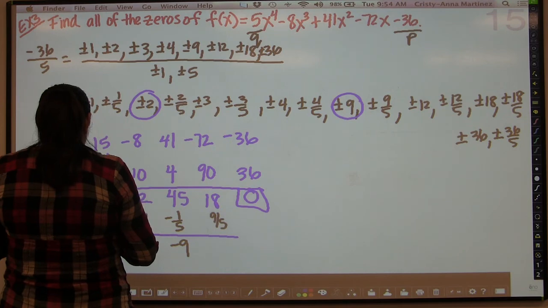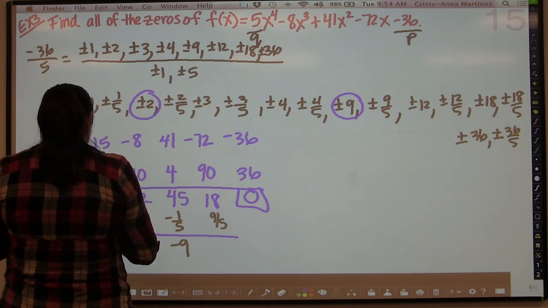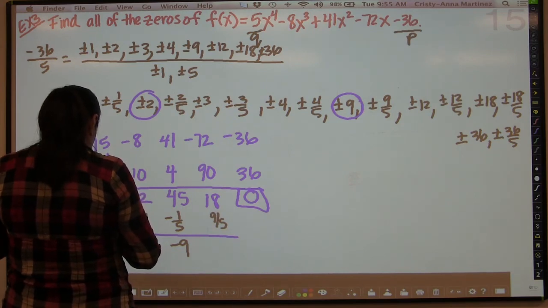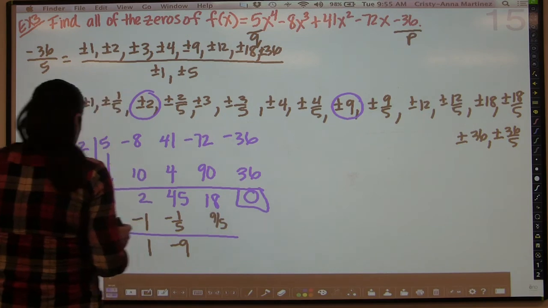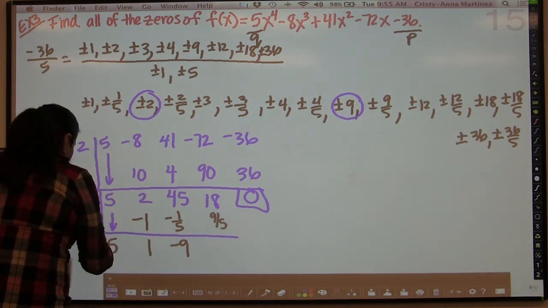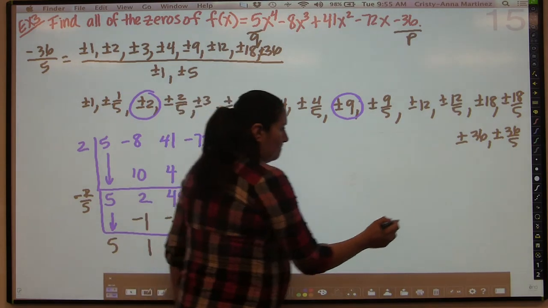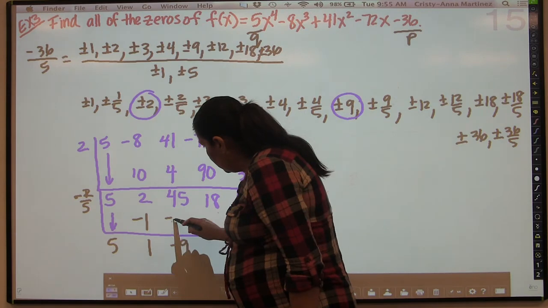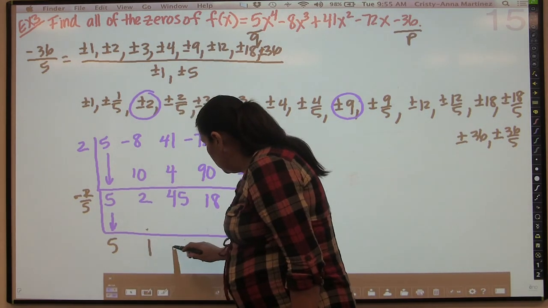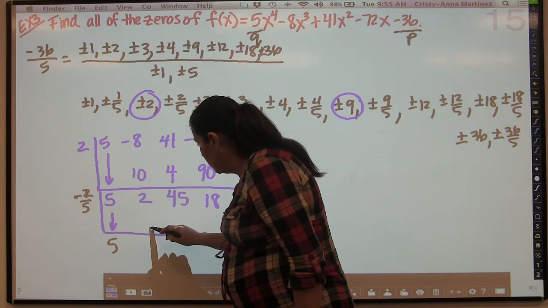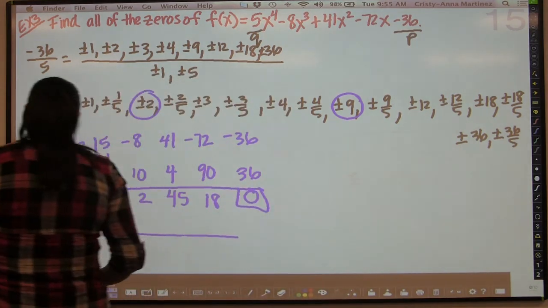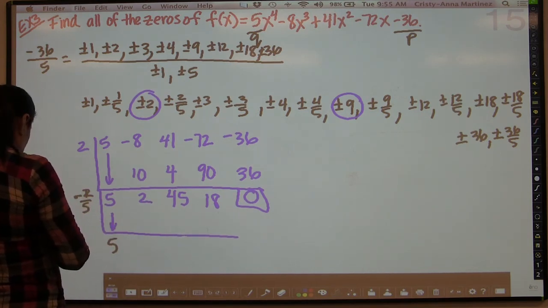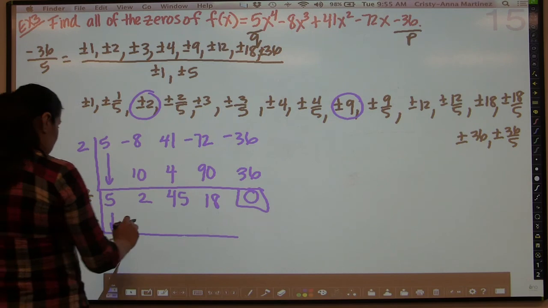So let's try, what is it, 2/5? Let's try negative 2/5. So 1/5 didn't work. And so now we're going to try negative 2/5. I do think that it's a negative. So I'm going to try again. So this time, 5 times negative 2/5 is going to give us negative 2.